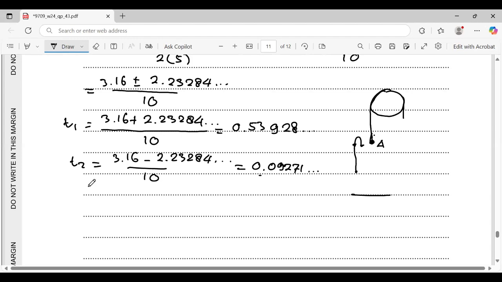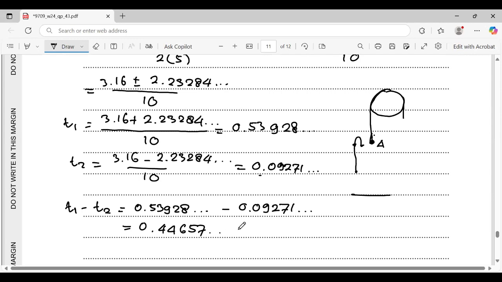All right. Now we are going to find the duration from this point to this point. So t1 minus t2 is 0.53928 minus 0.09271, and the result is 0.44657, or about 0.447.